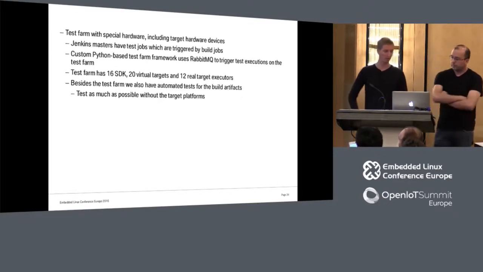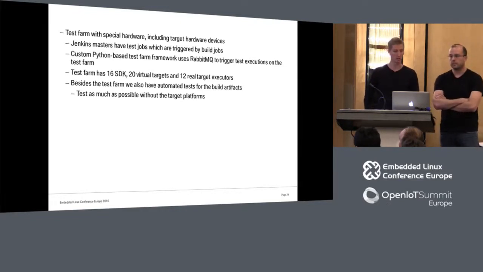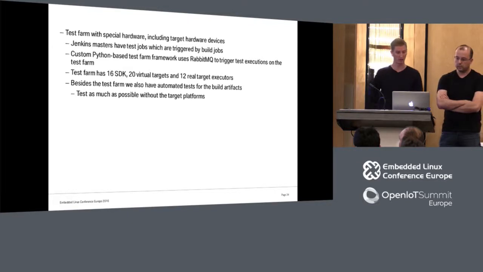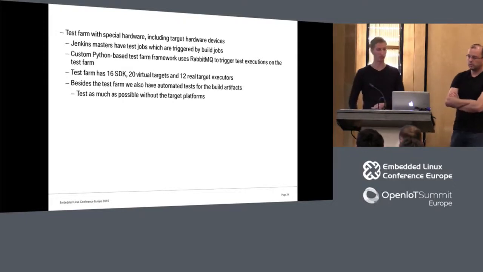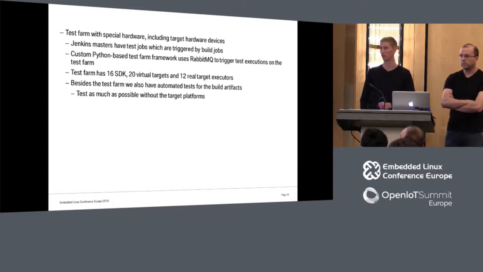So then our test farm, basically we have a test farm with special hardware, including the real target devices. We have a Jenkins master which takes in a new test candidate, whether it's a build candidate or a release. Then it triggers a Python-based test farm framework, which uses RabbitMQ to handle all the requests to different executors. And basically we have 16 SDK and 20 virtual targets and 12 real target executors at the moment. These numbers vary based on time and day and whether the machines are still alive.